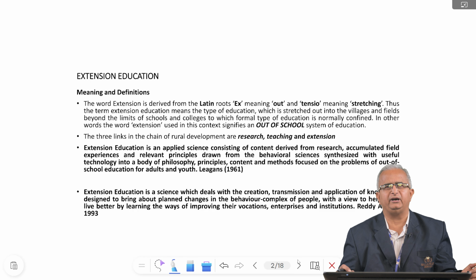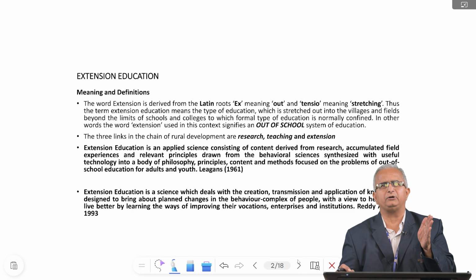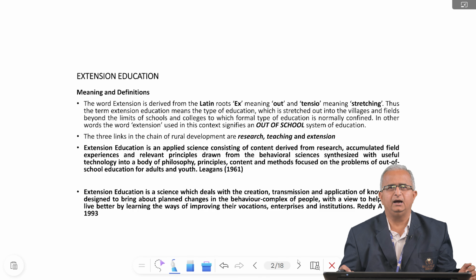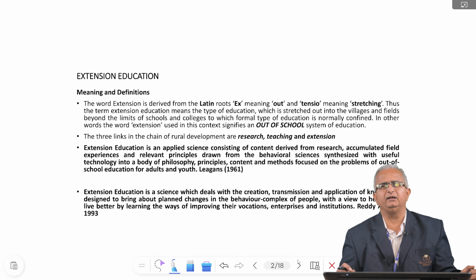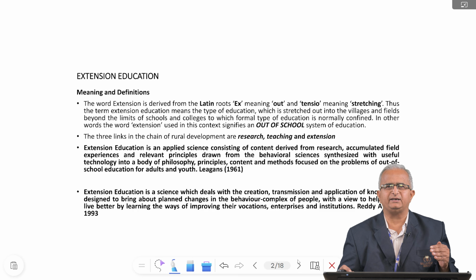There is one more definition given by Dr. A. Reddy. It is a science which deals with the creation, transmission and application of knowledge designed to bring about planned changes in the behavior complex of people with a view to help them live better by learning the ways of improving their vocations, enterprises and institutions.